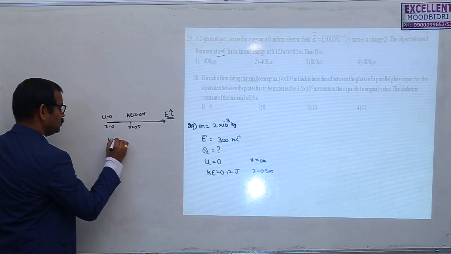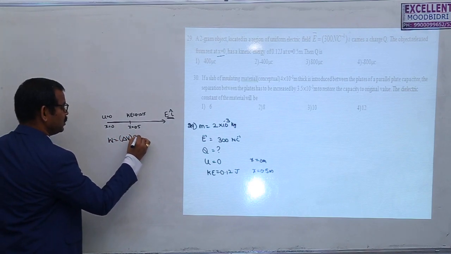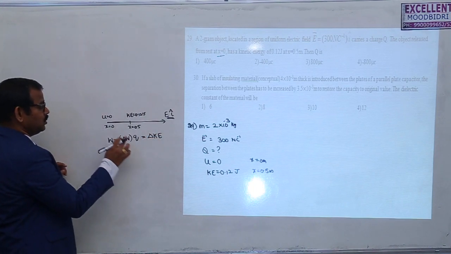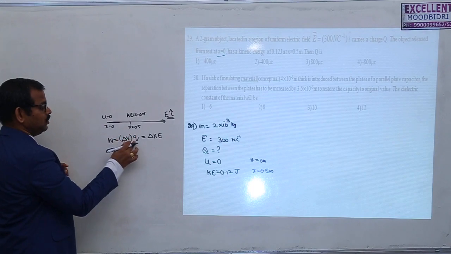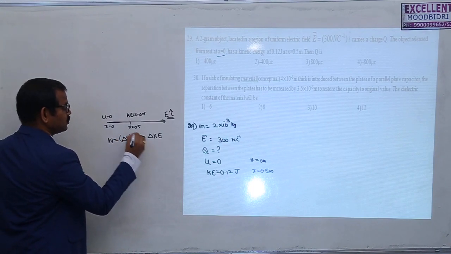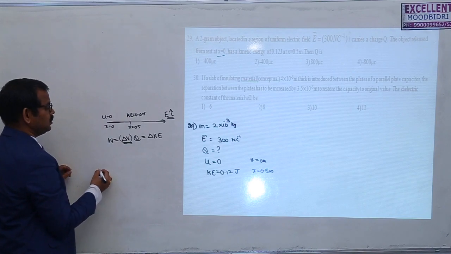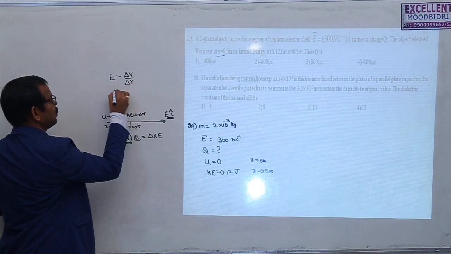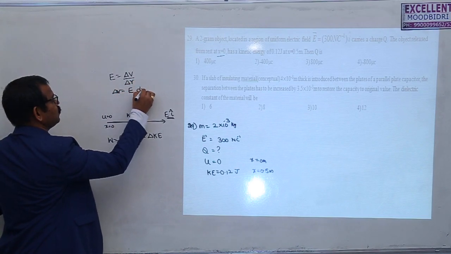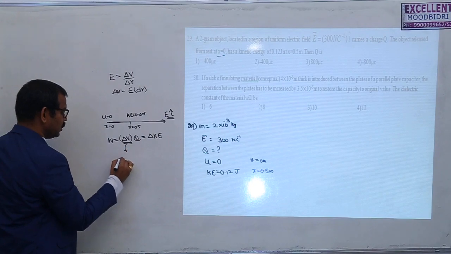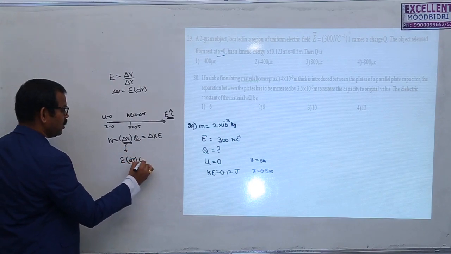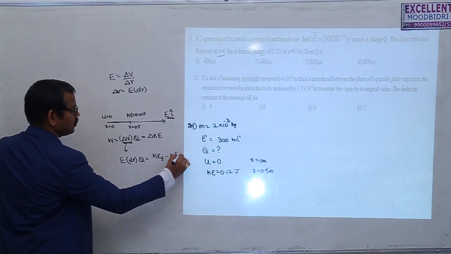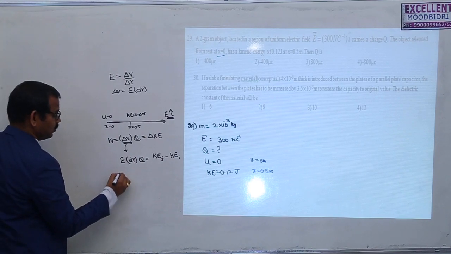So we know that work done is equal to change in potential energy or change in kinetic energy. Here work done is the potential difference between these 2 points times the charge that is moving, which is given as Q. So what is the potential difference here? We know that in a uniform electric field, E is equal to delta V by delta r, so delta V can be written as E into dr. So in place of this we can write E into dr into Q is equal to KE final minus KE initial.